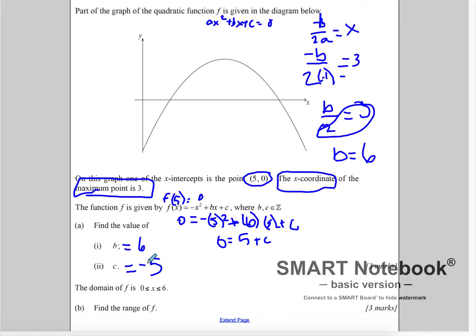All right, so now they're asking us to find the range. Well, they've given you the domain. They're saying the domain is in between these two lines. It's between 0 and 6 on the x-axis. What we already know is that the maximum point up here has an x value of 3. And we are looking for whatever that y value is.